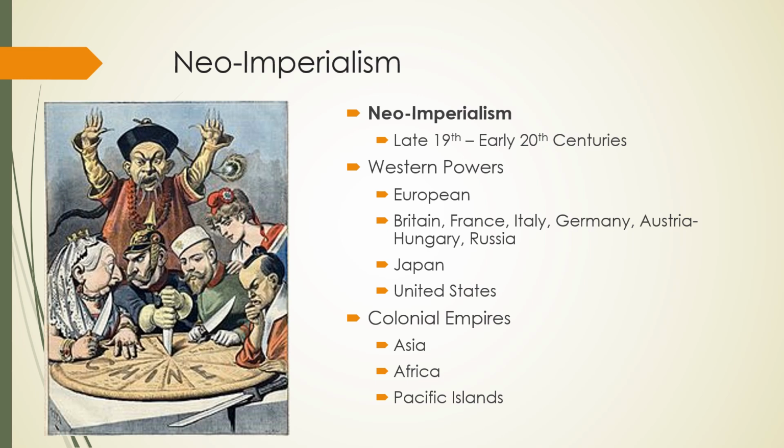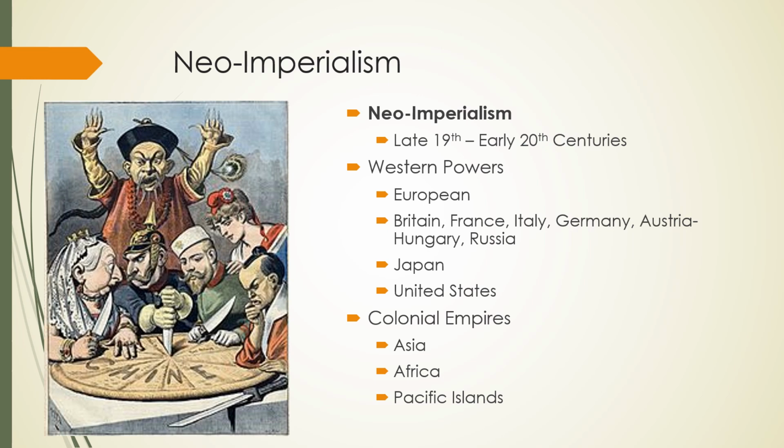If you look at that cartoon over there to the left, you see several of these nations that we've just mentioned carving up a pie. That pie is supposed to represent China. So England, Germany, Russia, France, and Japan are over there carving up the pie. We'll talk a little bit more about that in a minute.